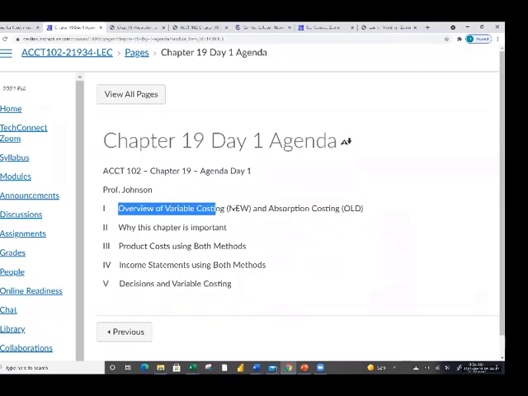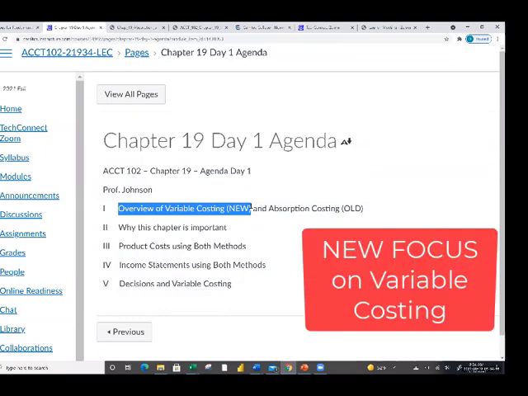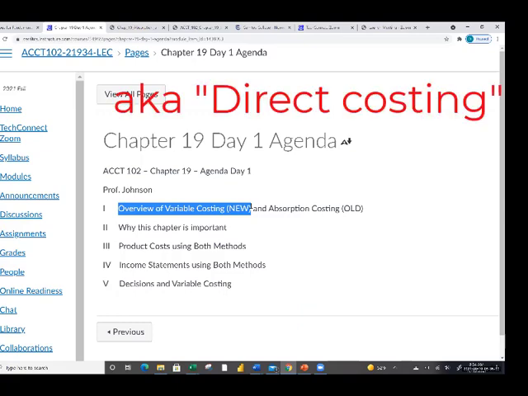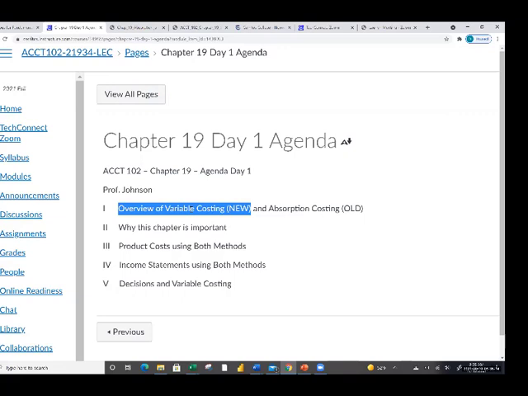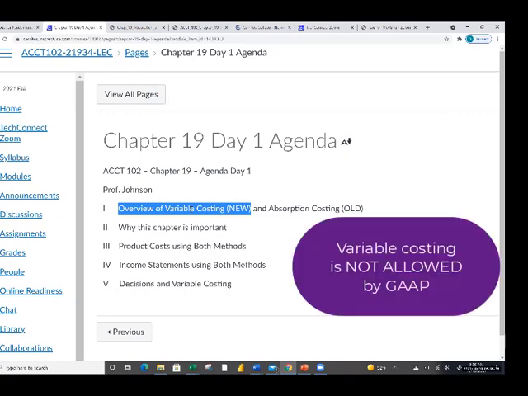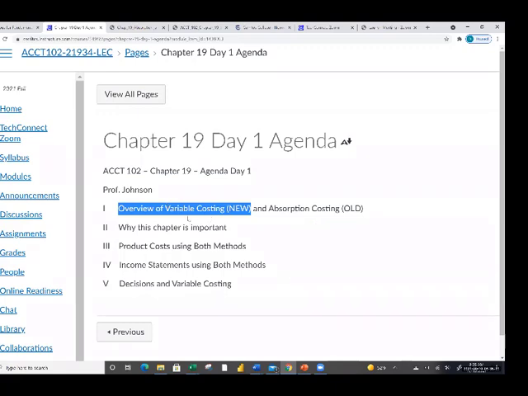The new part of this chapter is the variable costing. And by the way, someplace in your notes, most people will refer to this as direct costing. So in your notes, you'll hear me use the words interchangeably, variable costing or direct costing. They're the same thing. And although variable costing is not allowable for GAAP purposes, for external reporting, and we'll talk more about that, it is widely used to help management make internal decisions.